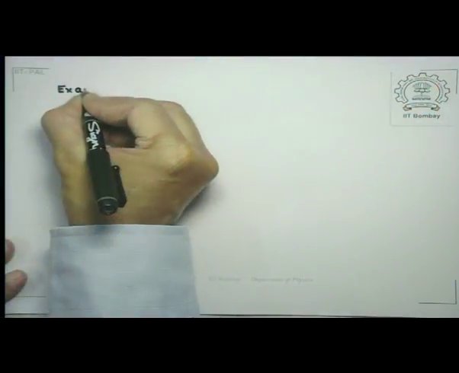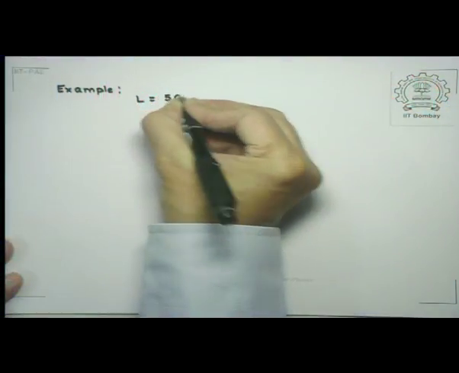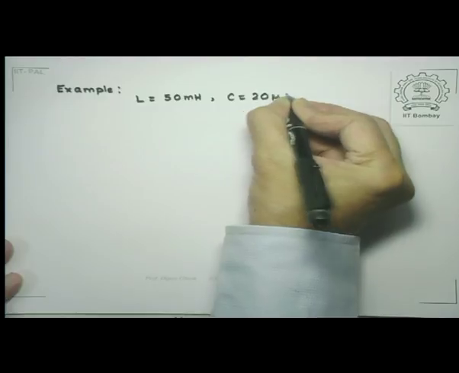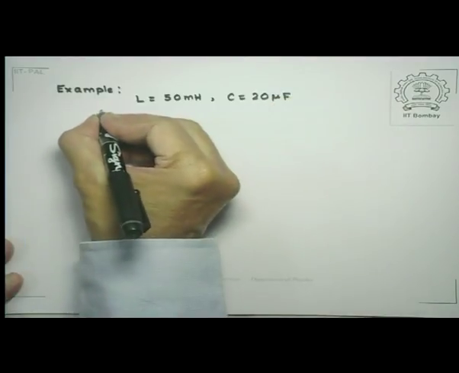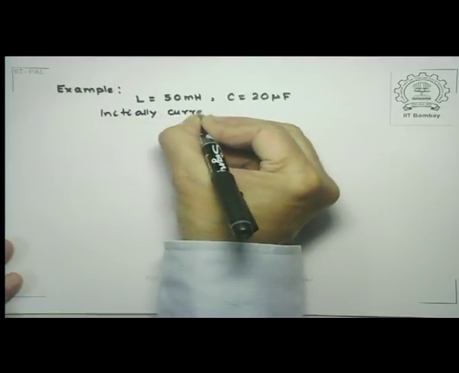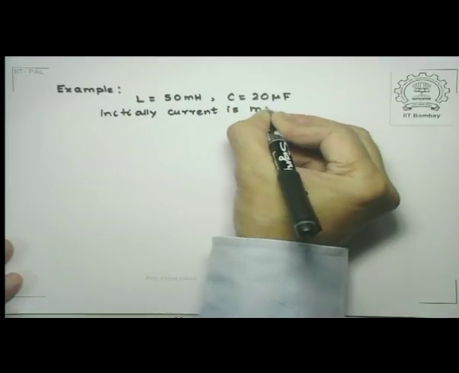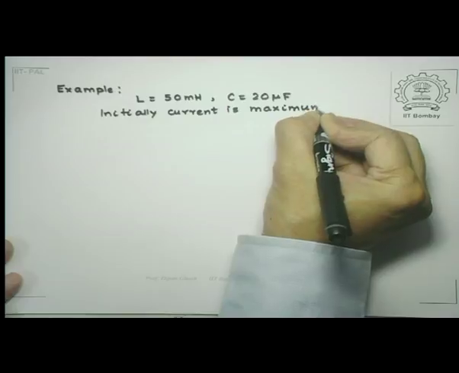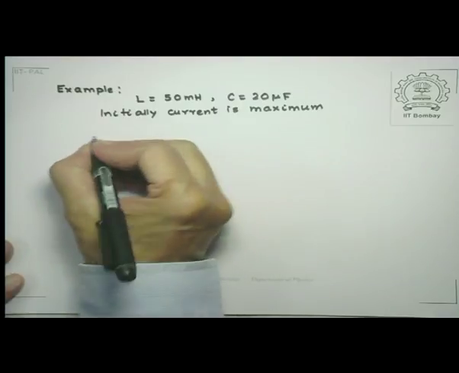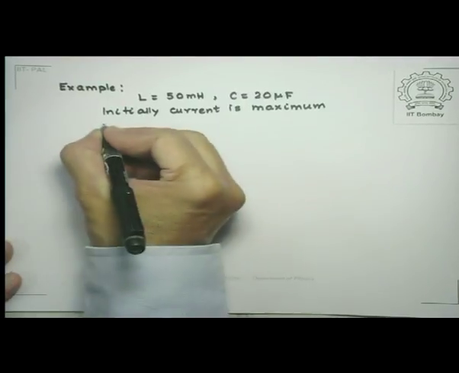So let me give you an example of LC oscillation. Supposing I have an LC circuit with L equal to 50 millihenry and C equal to 20 microfarad, and it's given that current is initially maximum. Initially simply means at time t equal to 0. My question is, how long does it take to fully charge the capacitor?